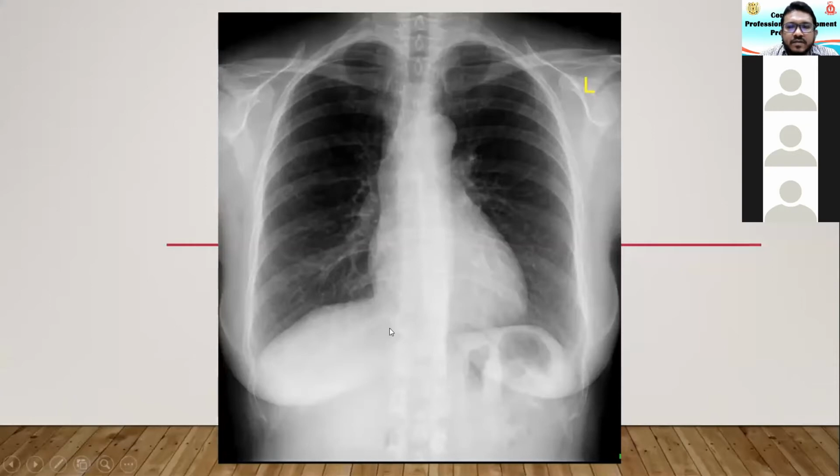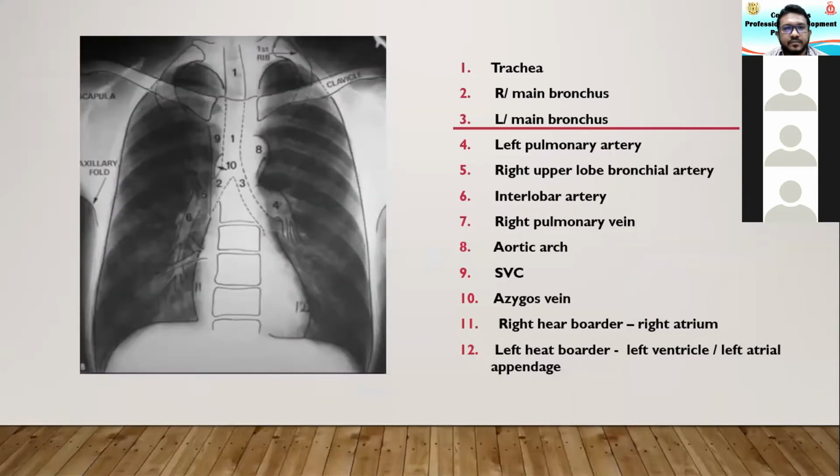It's just because of the overlying breast shadows. So I will just touch briefly on the basic anatomy of an AP view and a lateral view, just to make sure that you will be in line when you come to the diagnosis of pathology.